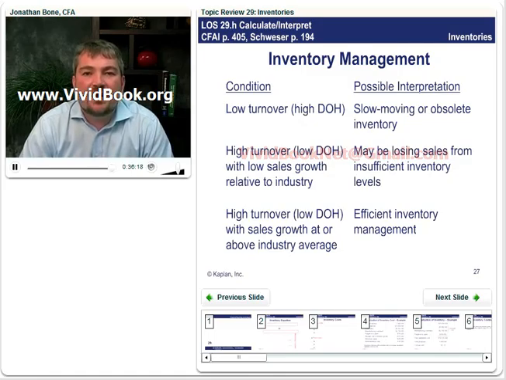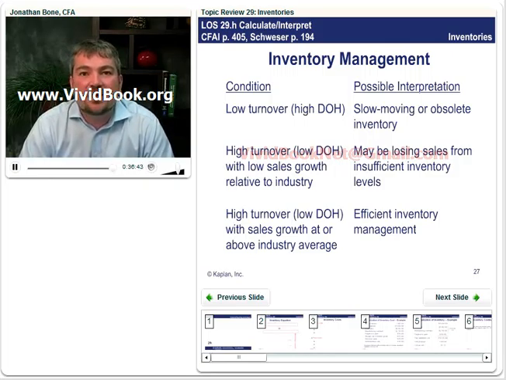High turnover, low days of inventory on hand with low sales growth relative to the industry. Essentially, if you've got low sales growth but very small days of inventory on hand relative to the industry, it could indicate that you're losing sales from insufficient inventory levels. We talk about losing sales from insufficient inventory levels as being stockouts.